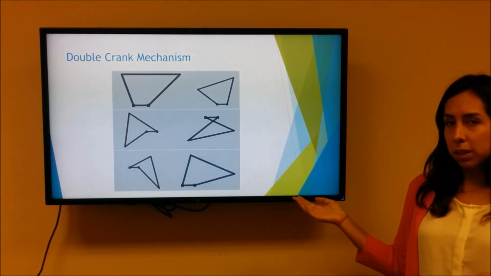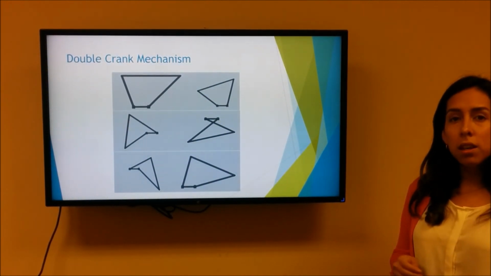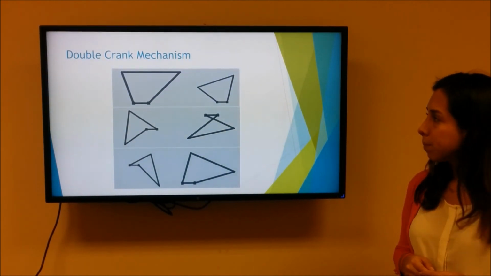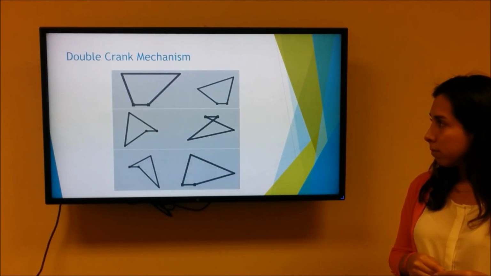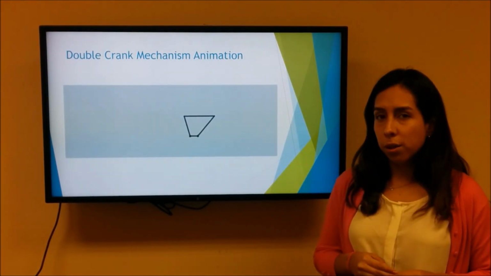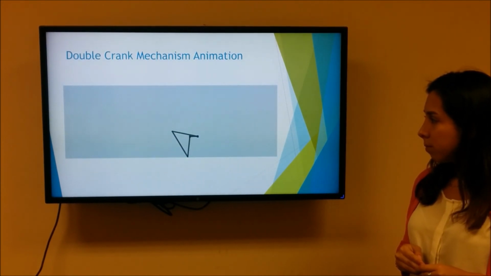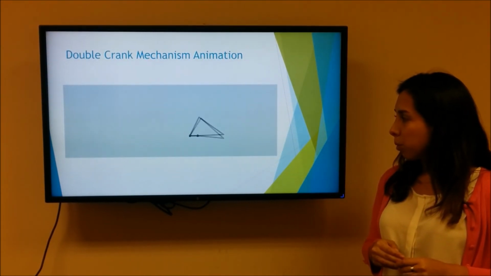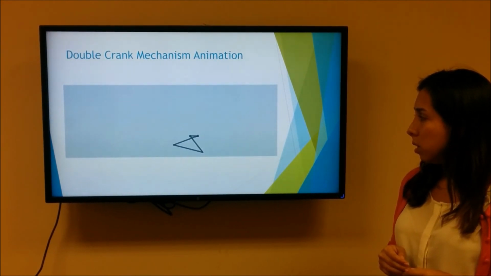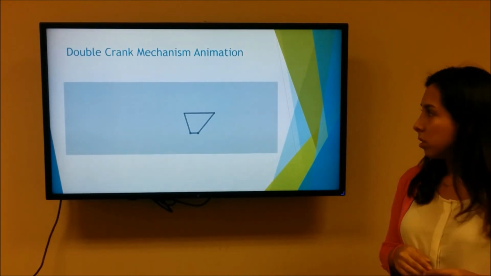This is a double crank mechanism that we have designed in SolidWorks. We follow the same measurements, and when we tested it, it made a full rotation as we predicted. And this is the animation that we have created. As you can see, both cranks make a full rotation as the input of angle 3 starts changing.